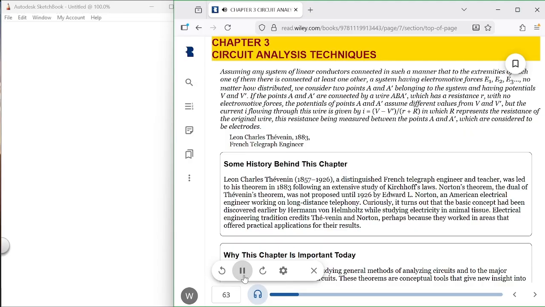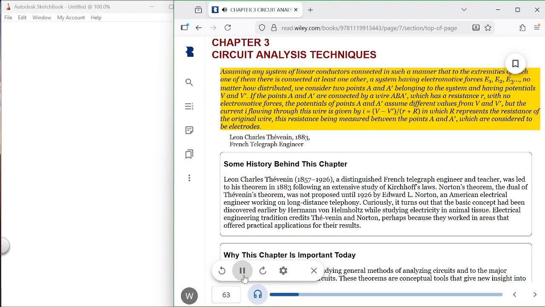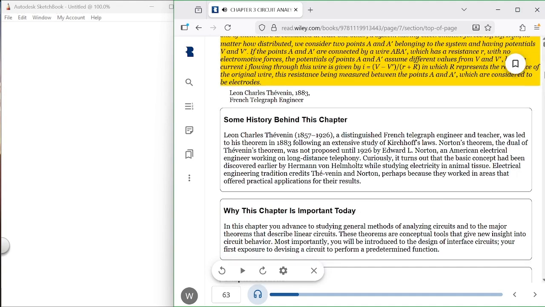Chapter 3 Circuit Analysis Techniques. Assuming any system of linear conductors connected in such a... There she goes. There it is, the voice of the lady who is doing this.